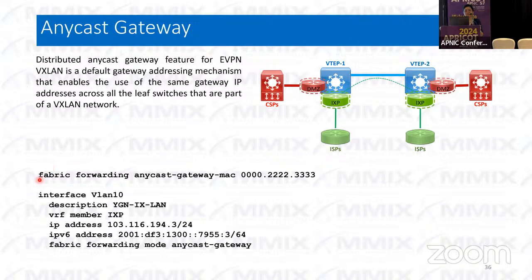For the Anycast feature, we need to configure the fabric forwarding Anycast gateway MAC address here, for each VLAN, each VXLAN VLAN intended for talking to the other clients. You need to configure under the interface VLAN fabric forwarding mode Anycast gateway, and that's all. So you can get the Anycast routing feature.